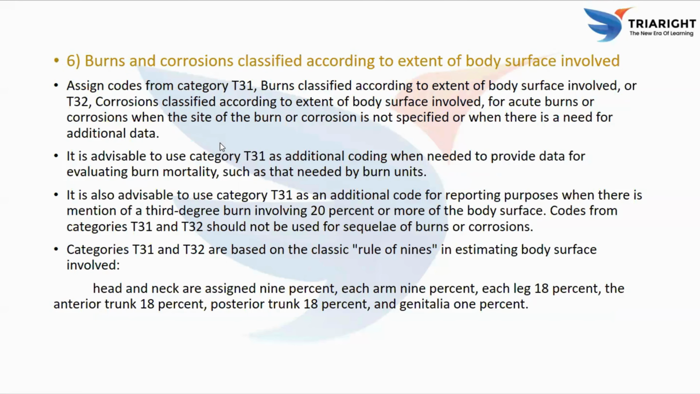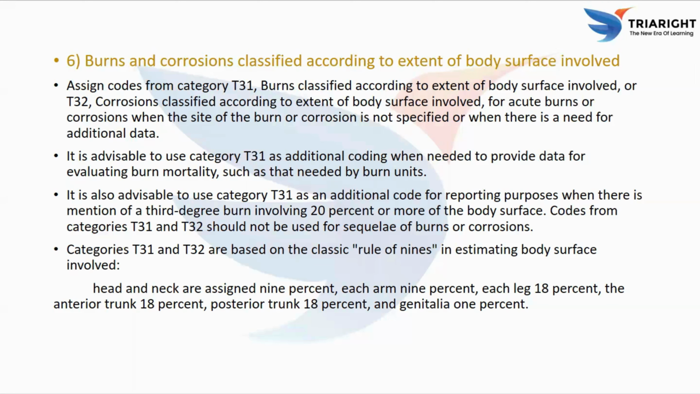So the next guideline is about burns and corrosions classified according to extent of the body surface involved. So why do we code this burn extent? The percentage of the body surface area, that is BSA, burned indicates severity, helps to predict mortality and guides the burn unit care. So ICD-10-CM captures this using T31 for burns as well as T32 for corrosions. The T31 category code is used for burns classified by percentage of the body surface, whereas the T32 code is used for corrosions classified by percentage of the body surface.